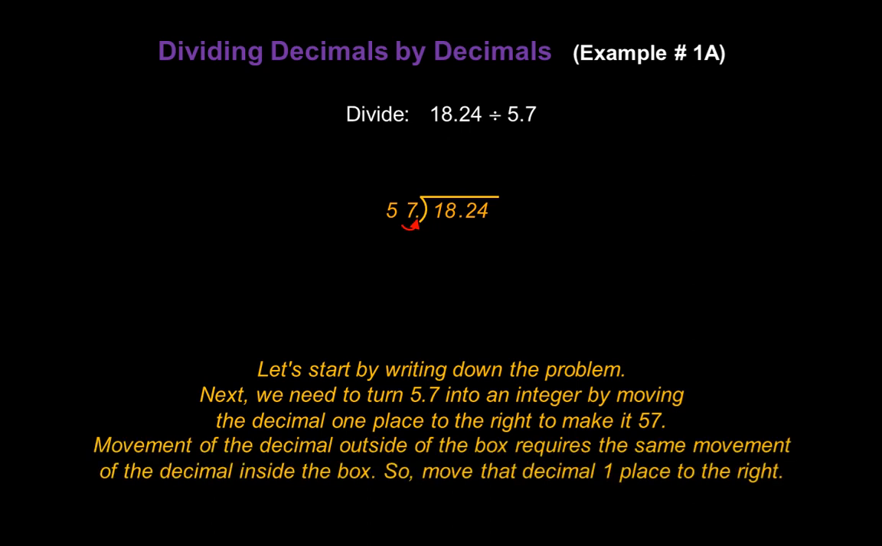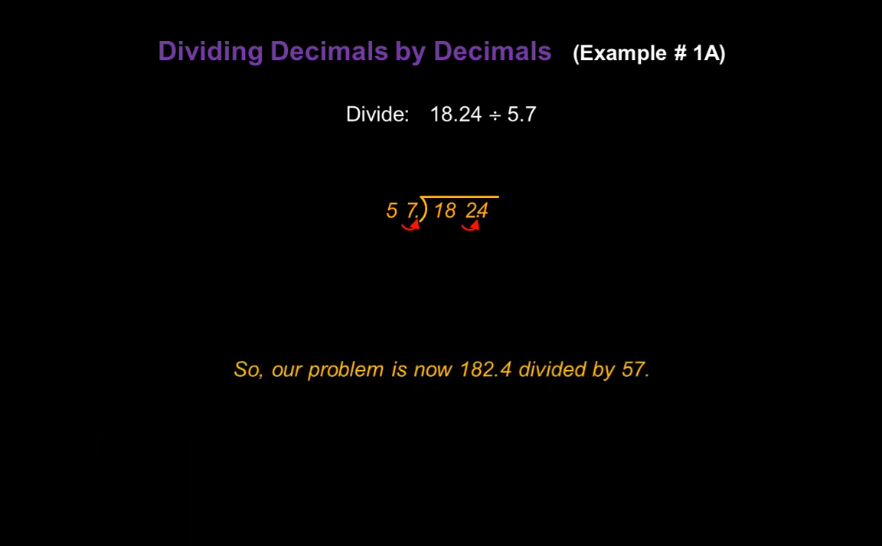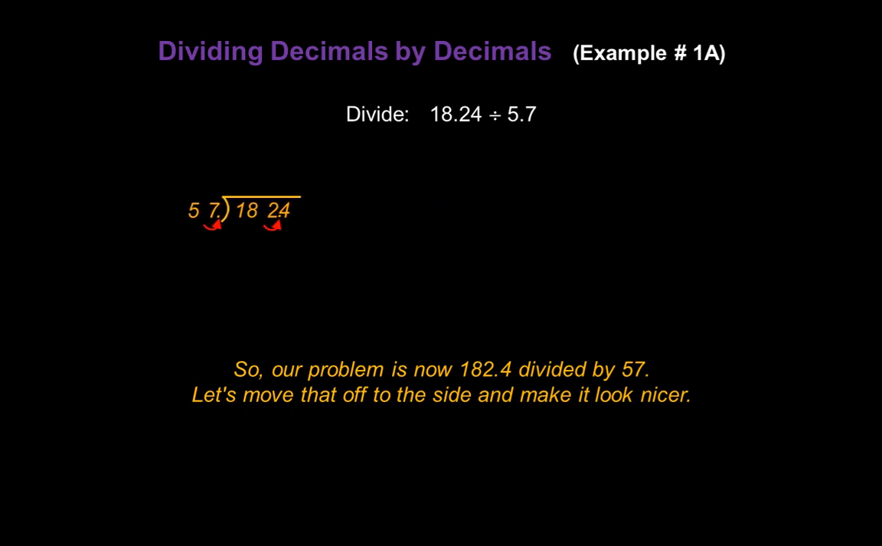Now we have an integer, 57, outside the box. Movement of the decimal outside of the box requires the same movement of the decimal inside the box. So now we'll move that decimal one place to the right. 18.24 will become 182.4. So our problem is now 182.4 divided by 57. Let's go ahead and move all of this off to the side, and I'll make it look nicer by rewriting it before we start dividing: 182.4 divided by 57.